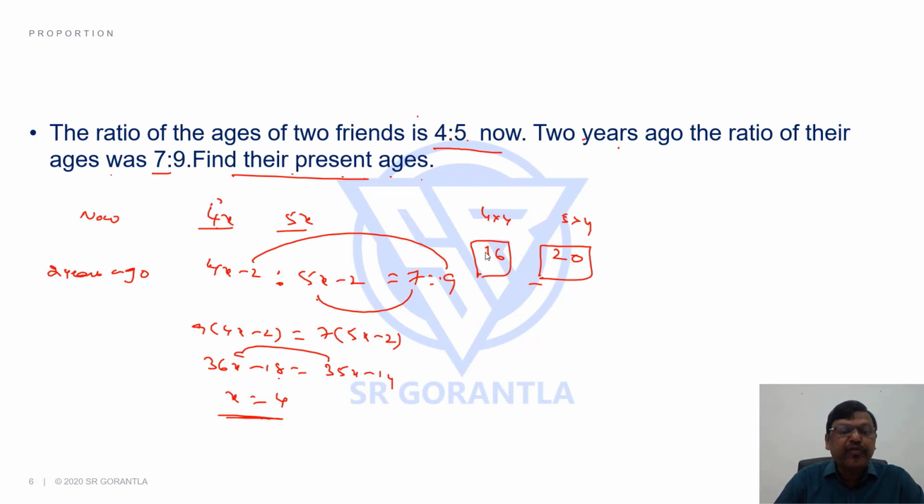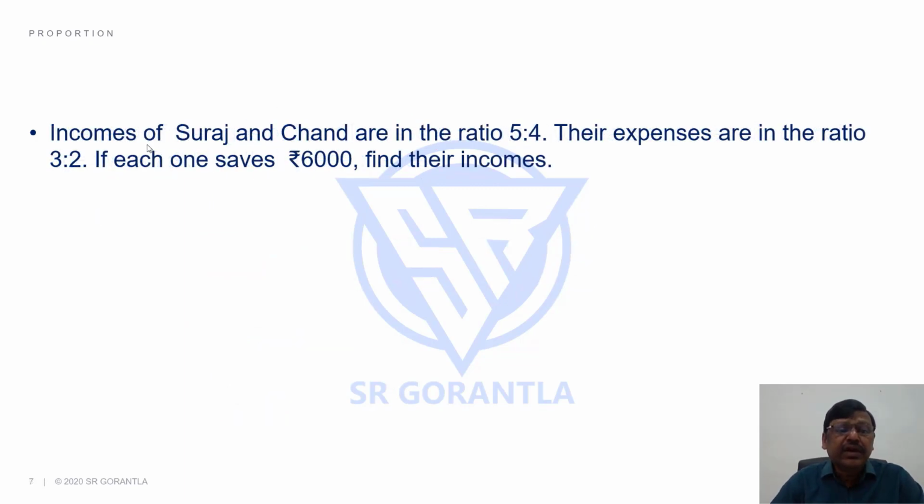Right? Let's take up one more. Incomes of Soras and Chand are in the ratio 5:4. Their expenses are in the ratio 3:2. If each one saves 6,000, find their incomes. Now here, incomes are in the ratio 5:4 means we can write incomes as 5x and 4x.